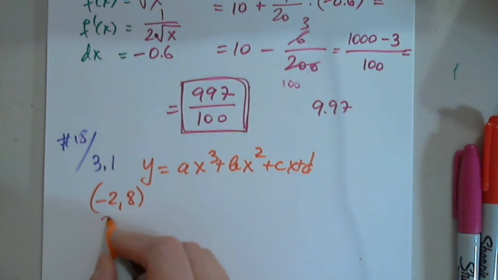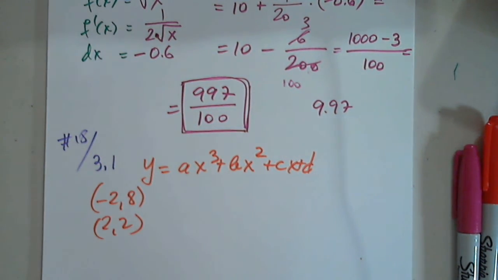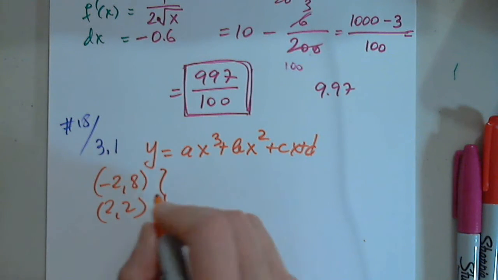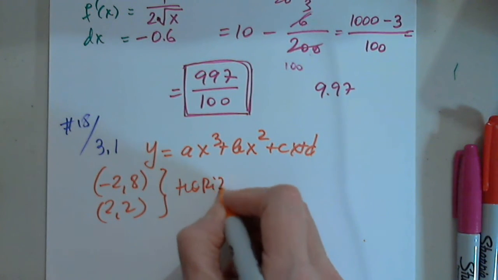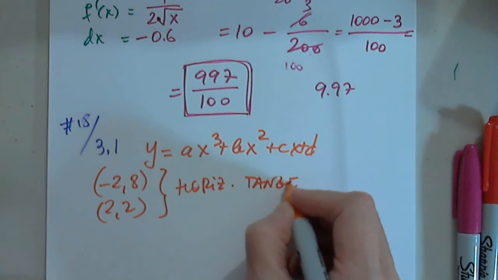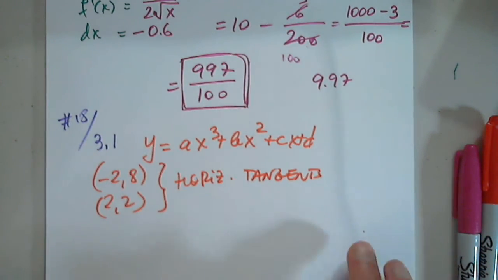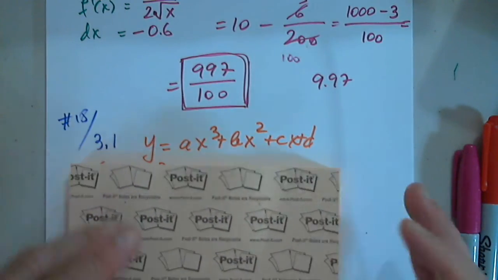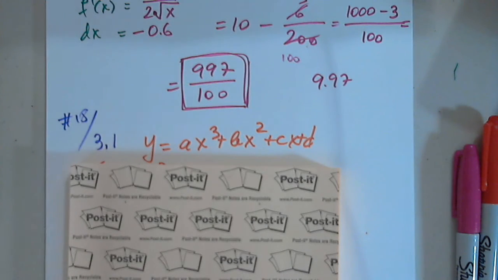-2, 8, and 2, 2, and they're saying this graph, this cubic function, has horizontal tangents at these points. Perfect question. Thank you for choosing this because I didn't get the chance to show a problem like this. So here it has horizontal tangents. Okay, so let's look at this function and tell me how many unknowns we have.